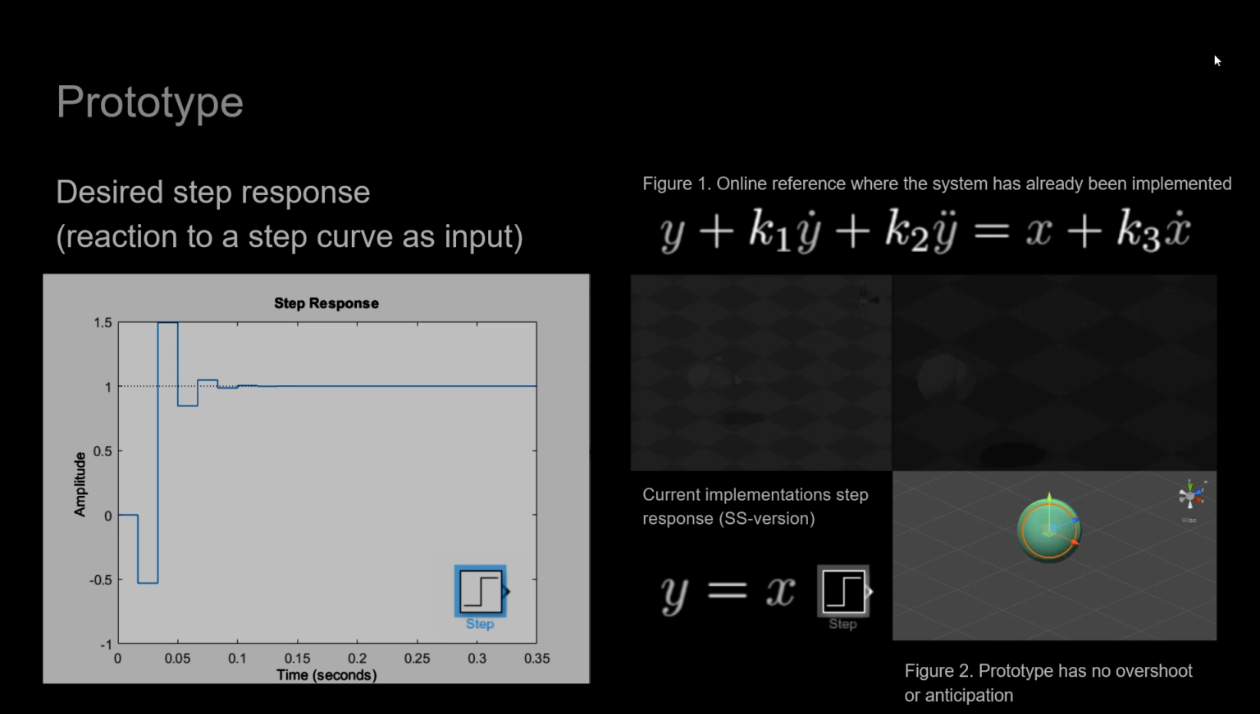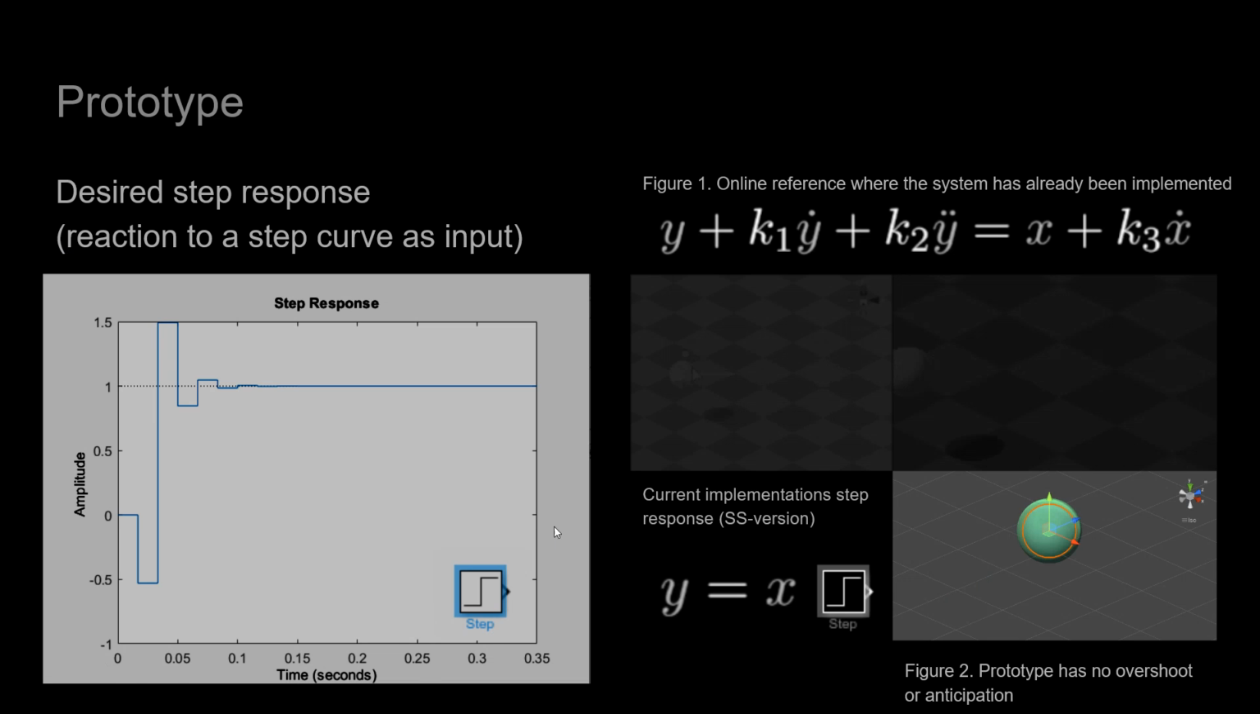So here's my prototype, my first prototype, and it has no overshoot or anticipation. It's following the input 1 to 1. y equals x. So instead of having this velocity and acceleration that gets affected by gains, the k values here and all that, we don't have that. We just have y equals x, but it's still following.